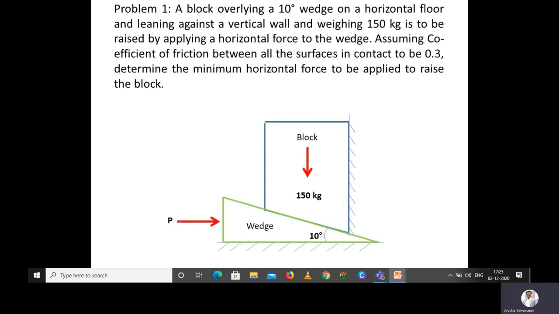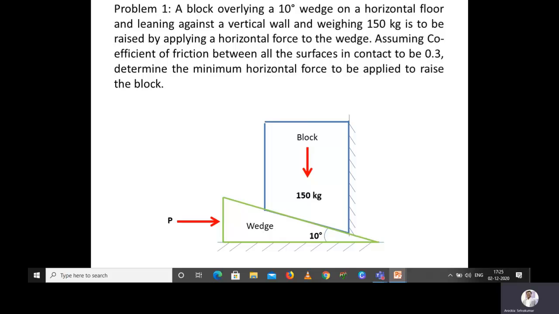So the given problem is a block overlaying a 10-degree wedge on a horizontal floor and leaning against a vertical wall, and weighing 150 kg, is to be raised by applying a horizontal force to the wedge. Assuming coefficient of friction between all the surfaces in contact to be 0.3, determine the minimum horizontal force to be applied to raise the block.